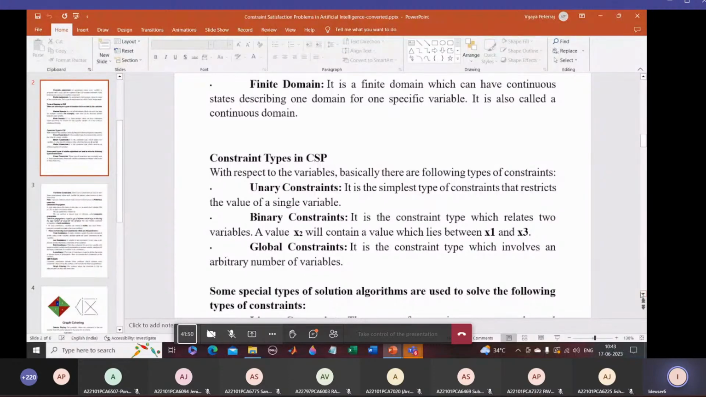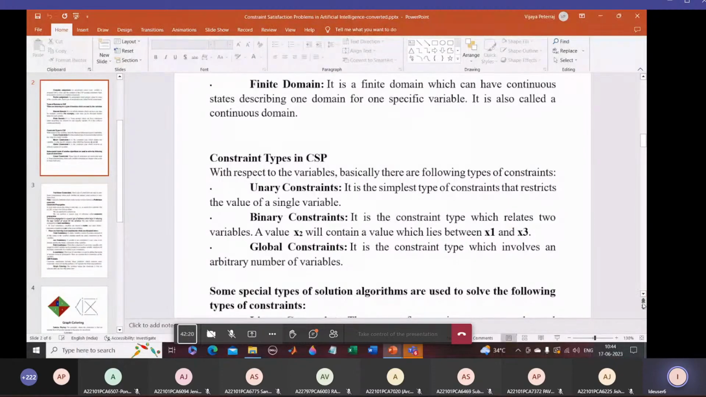Unary na simplest one, the value of a single variable will have the constraint. Okay, and then binary constraint na again it relates to variables. Okay, and x2 will contain a value which lies between x1 and x3. So that value should be between this. That's the binary constraint. For a range, okay, global constraint here involves an arbitrary number of variables. N number of variables you can have. Okay, that is your global constraints.